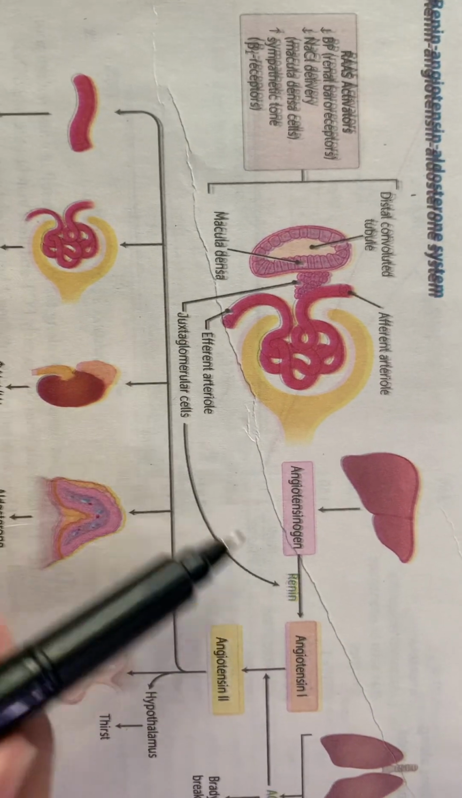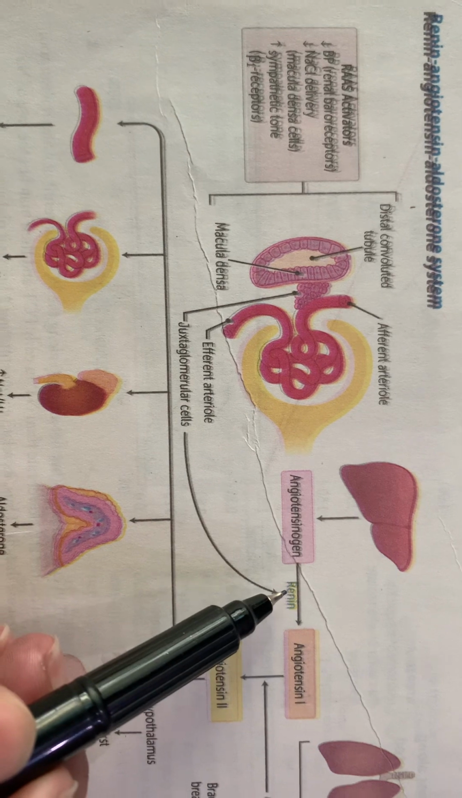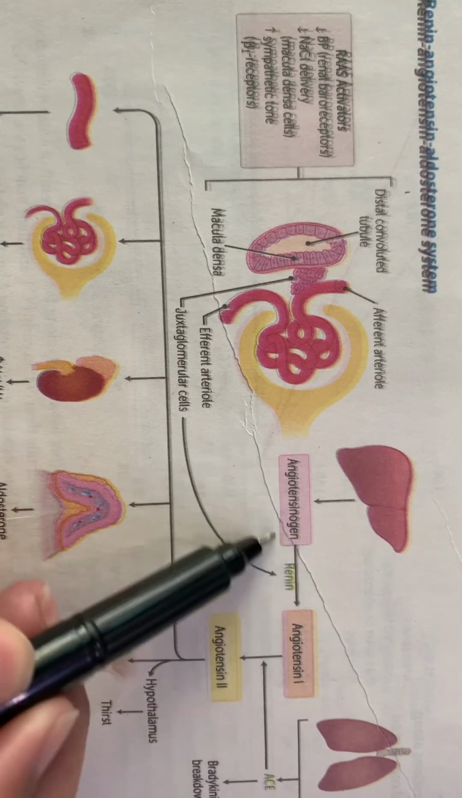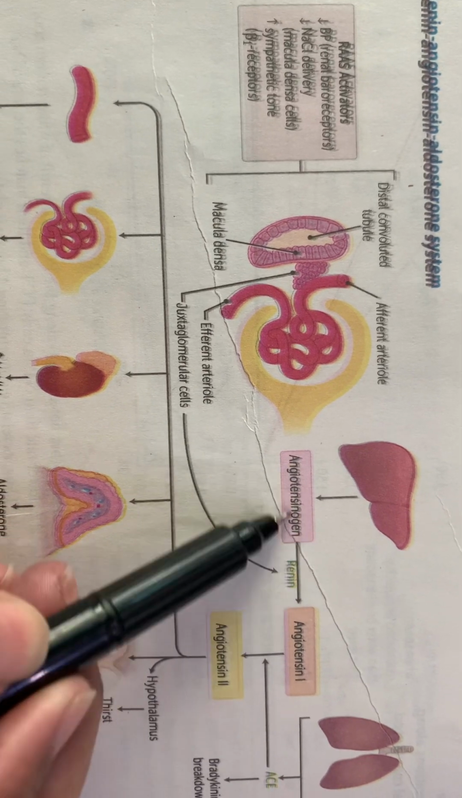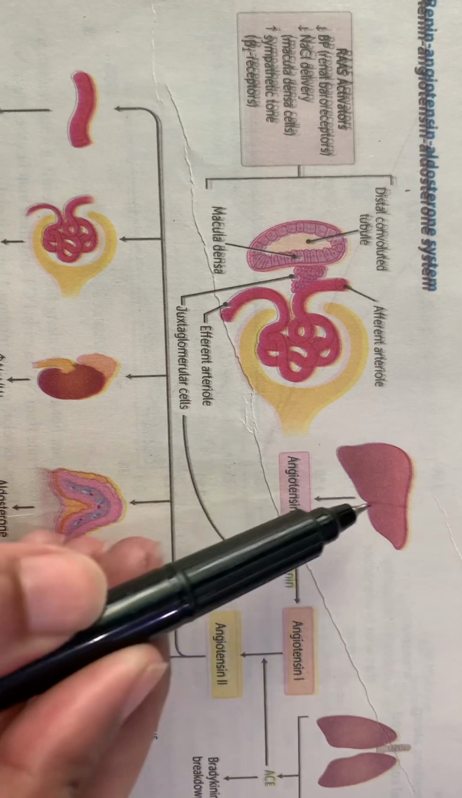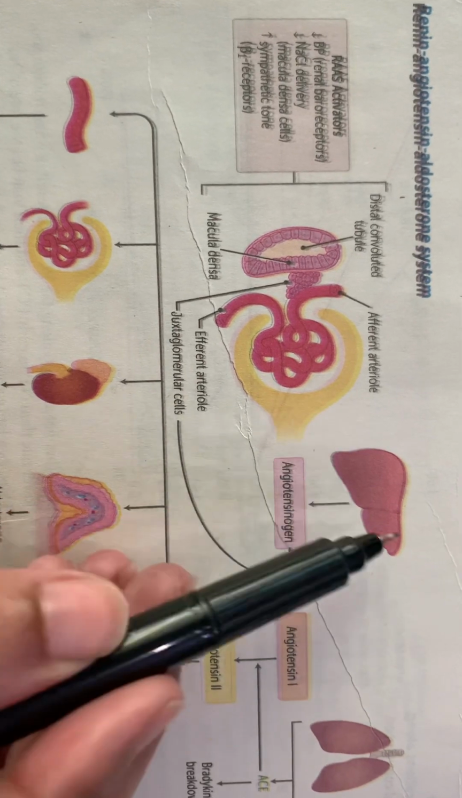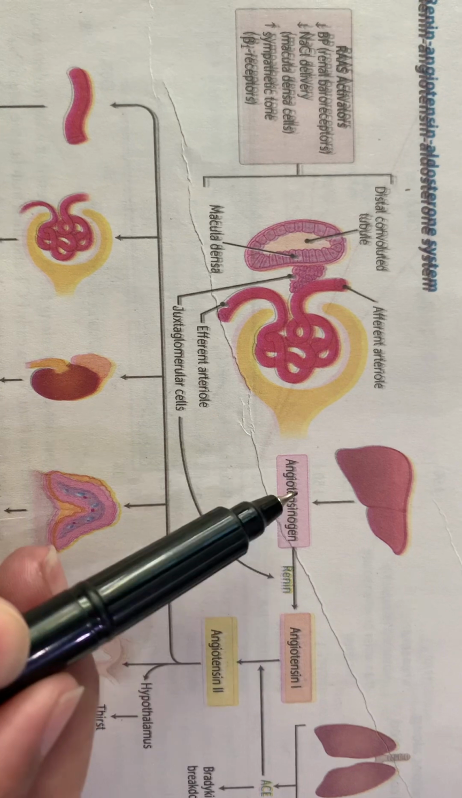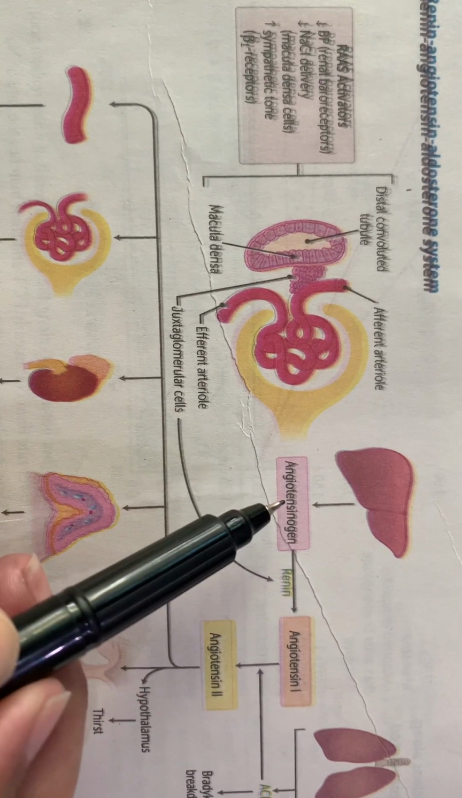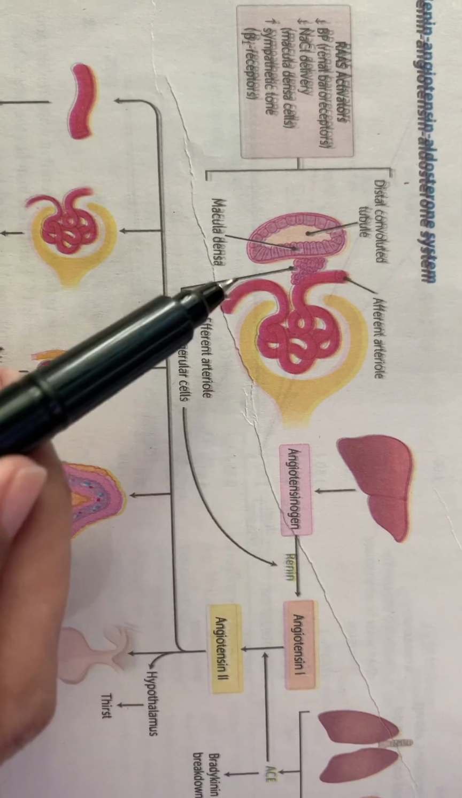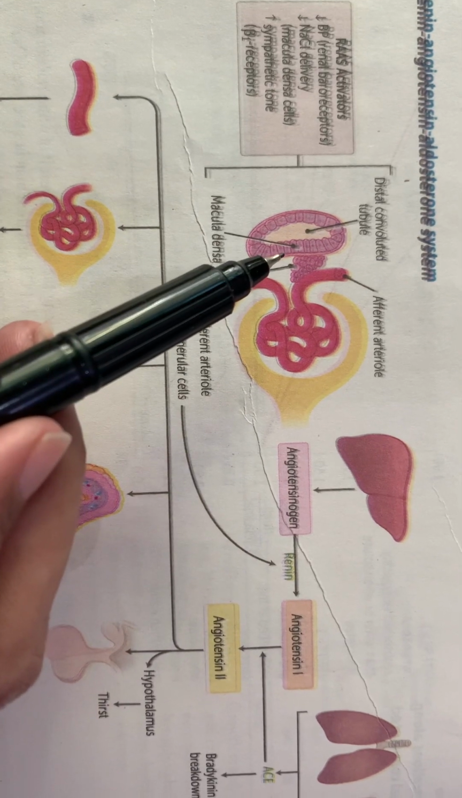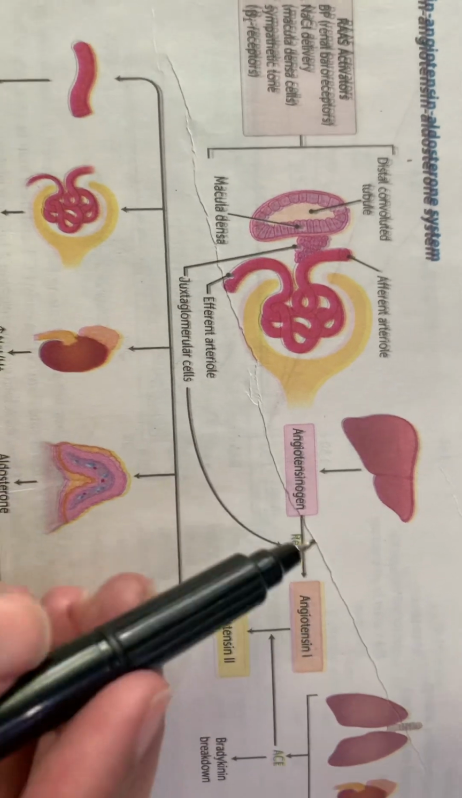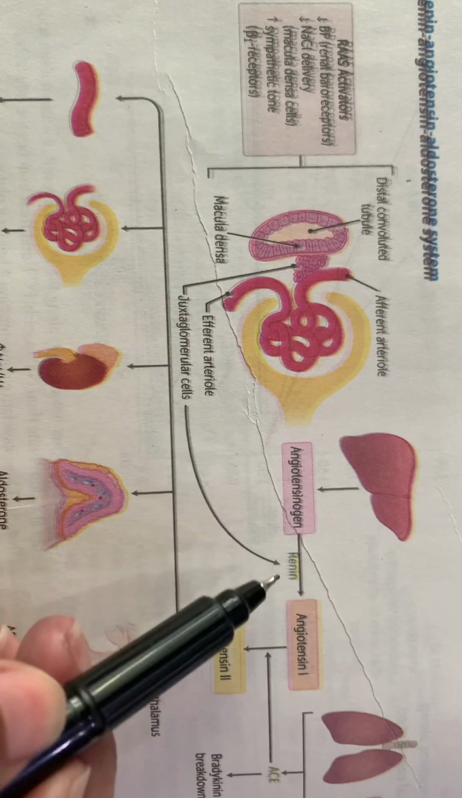Juxtaglomerular cells release the renin, and it goes into the plasma where it acts on the angiotensinogen, which is already present in the plasma, and it is synthesized by the liver. So the liver synthesizes the angiotensinogen, which is secreted in the plasma, and the renin is produced from the juxtaglomerular cells due to the decrease in the BP and sodium chloride in the circulation.